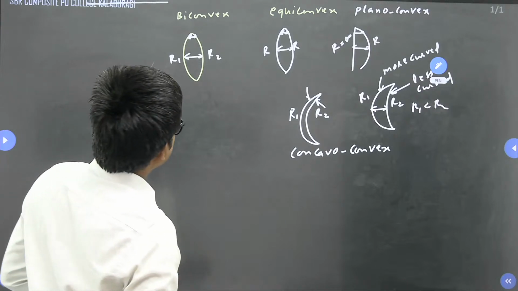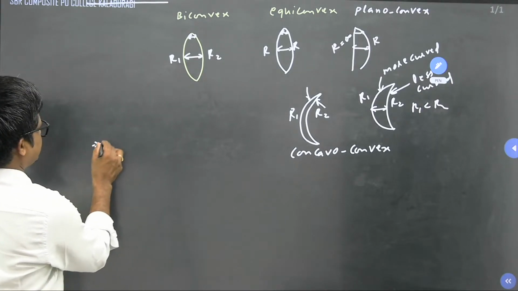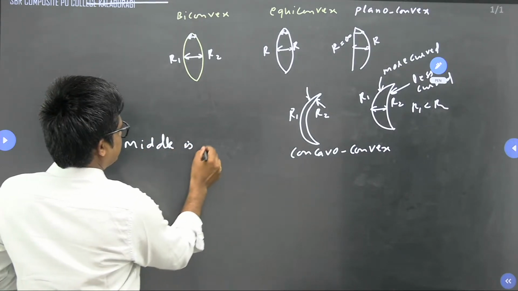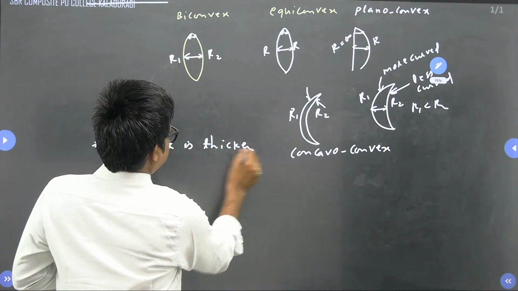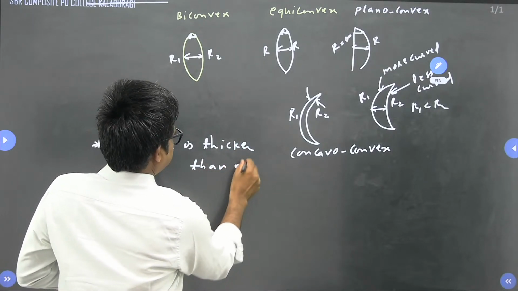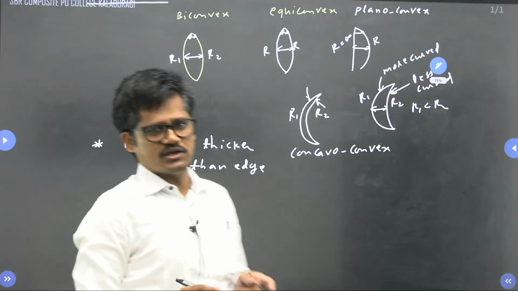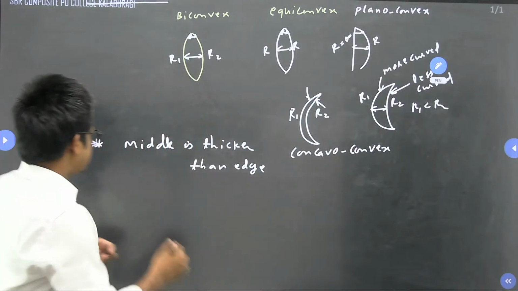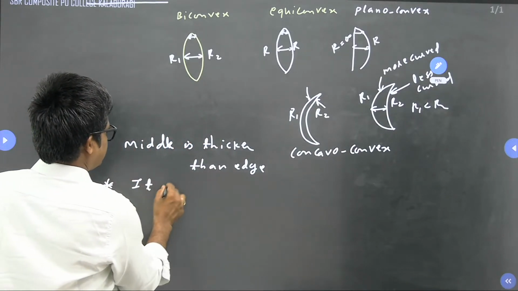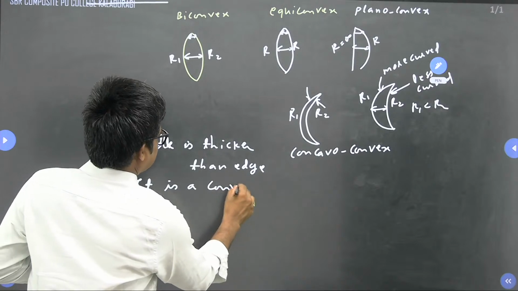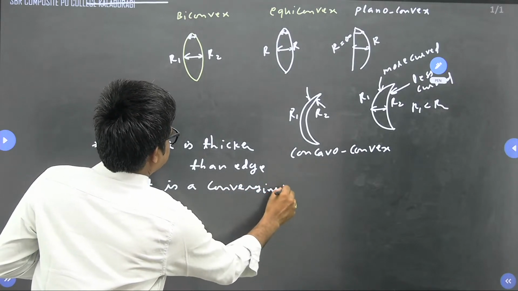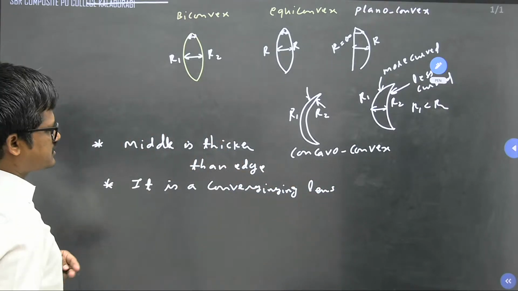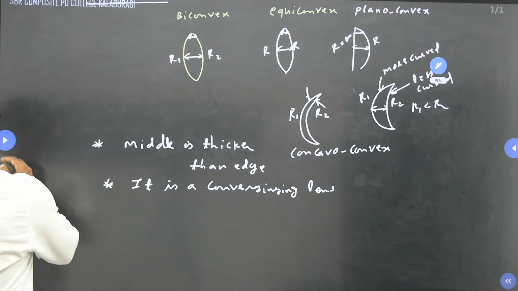See here, in this one the middle is thicker than the edge. Middle is thicker than edge. This is what a convex lens is. It is a converging lens. Right or not? It's a converging lens, right?